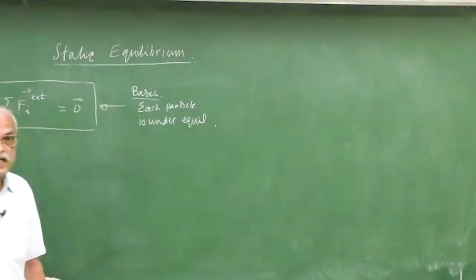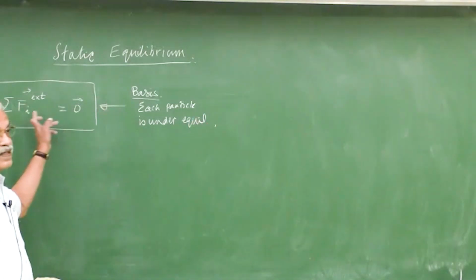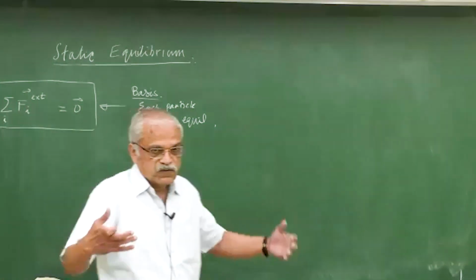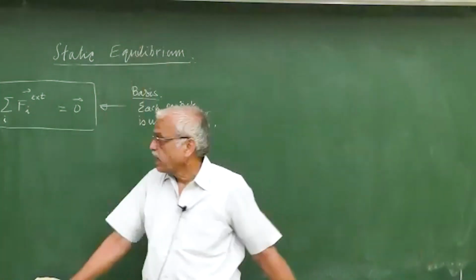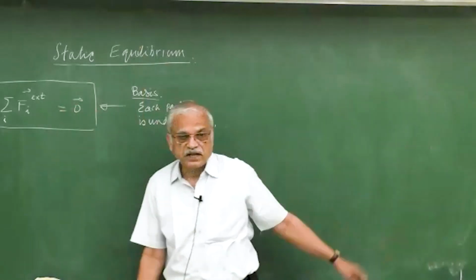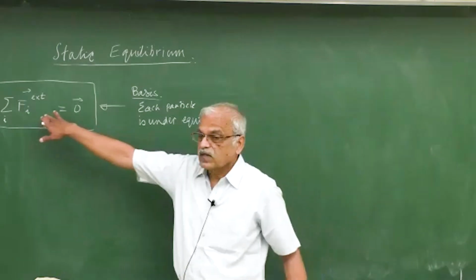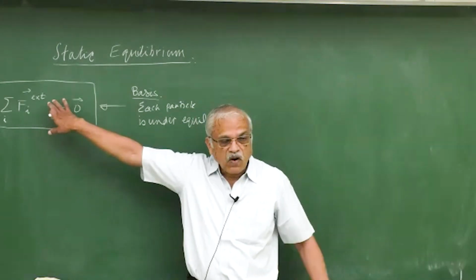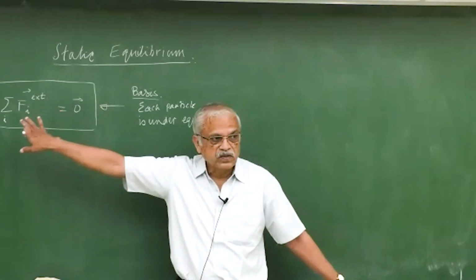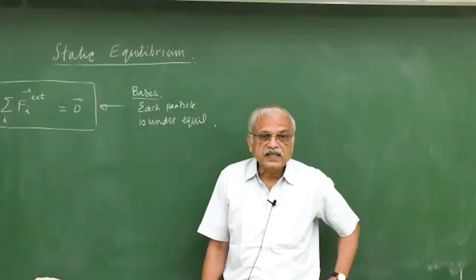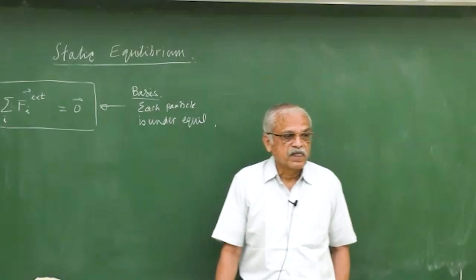Each particle is under static equilibrium, and then we have derived, right? We have the external forces, we summed it up, and then we derived it, right? So now I ask you a reverse question. If sigma Fi is 0, all external forces if I add up to 0 on any body, does it mean that each particle is under equilibrium?